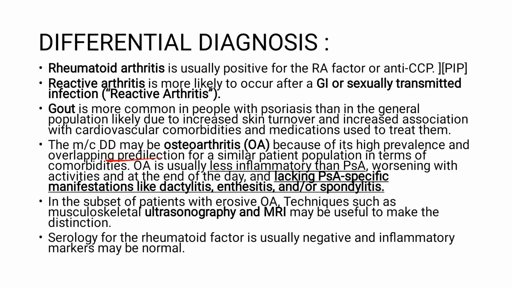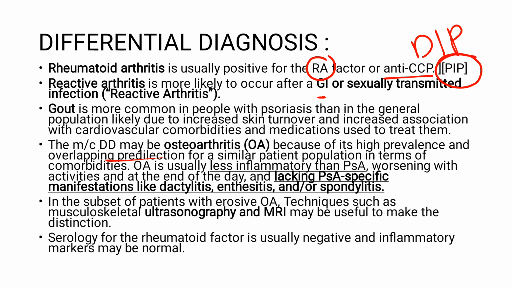Other differential diagnoses. The main differential for psoriatic arthritis is rheumatoid arthritis, which is usually positive for RA factor and anti-CCP and involves the proximal interphalangeal joint, whereas in psoriatic arthritis it is the involvement of the distal interphalangeal joint. Another one is reactive arthritis, which is more likely to occur after GI and sexually transmitted infections caused by Salmonella, Shigella, Yersinia, Campylobacter, Chlamydia.